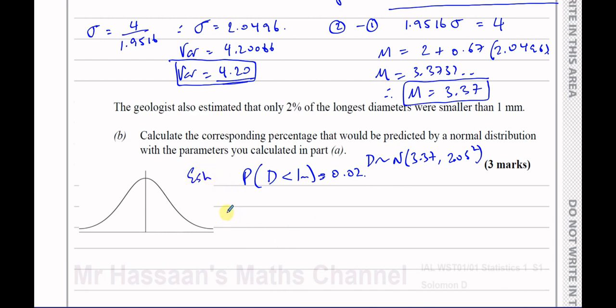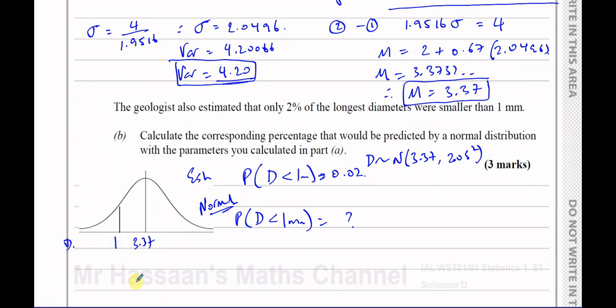Now we've got to see what, according to ours, the probability that the diameter is less than 1 millimeter is equal to. We've got to find out what it is according to the normal curve. So this is what she estimated, and this is what the normal curve would give. We know mu is 3.37, so for sure 1 millimeter is less than that. So 1 is going to be over here. These are our actual D values.